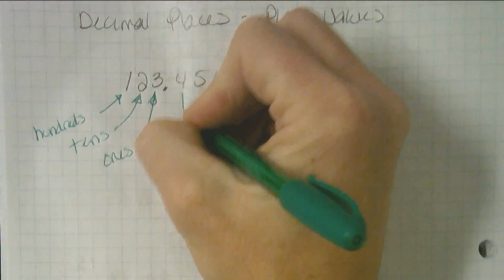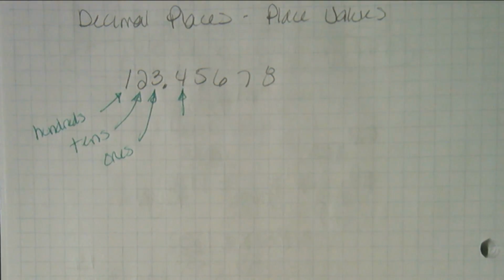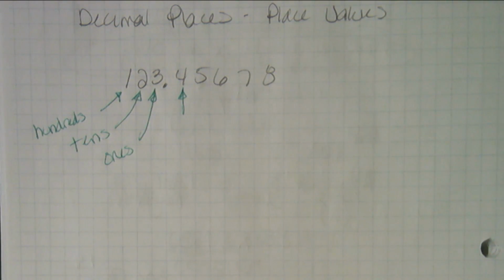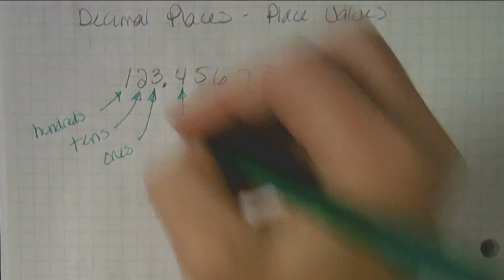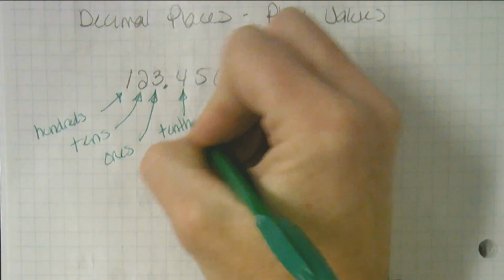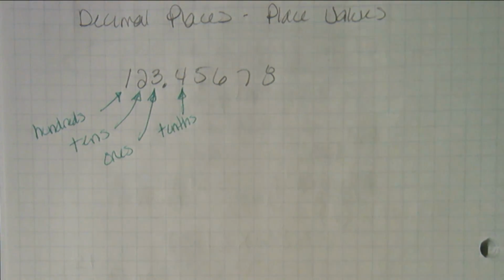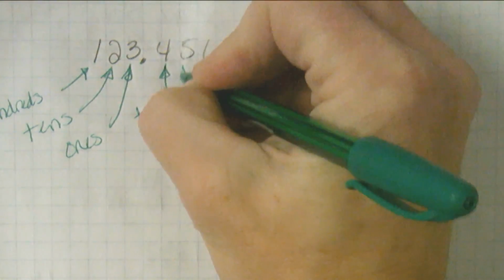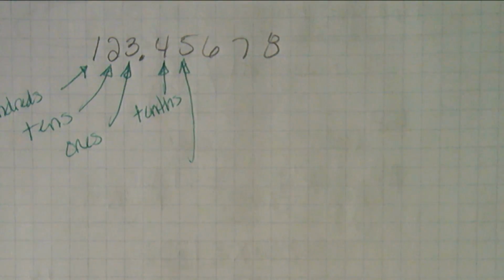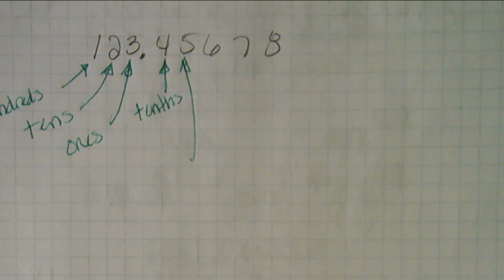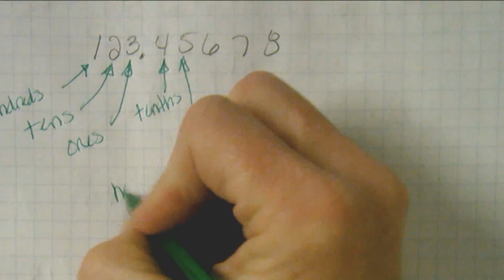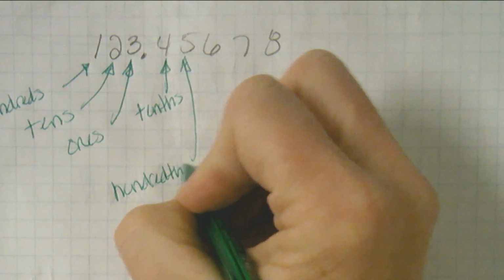All right, so now let's go on the other side of the decimal point. What place value is the 4 in? Mia? Nope, not hundredths. Alex? Tenths with a TH. TENTHS. Tenths. How about that 5? What place value is that 5 in? Hundredths. HUNDREDTHS. Hundredths.